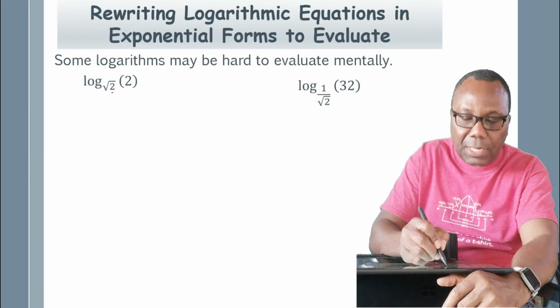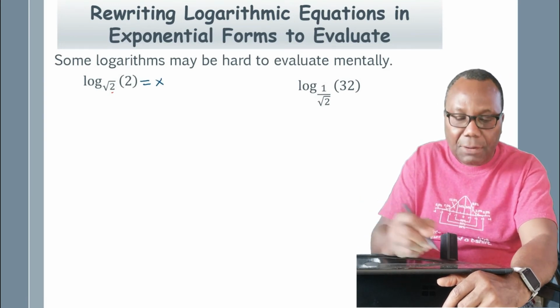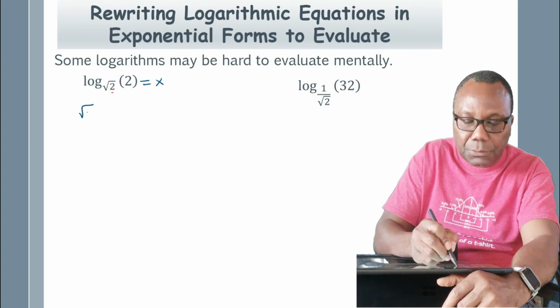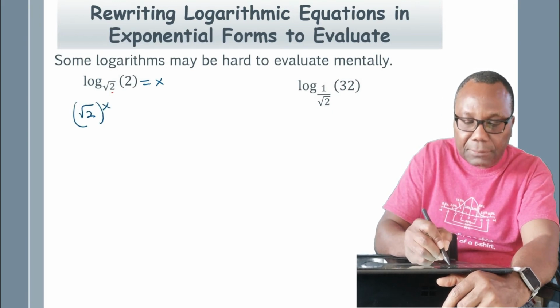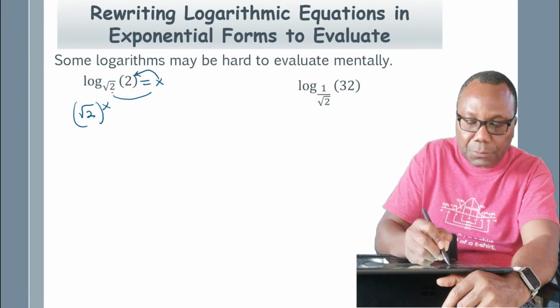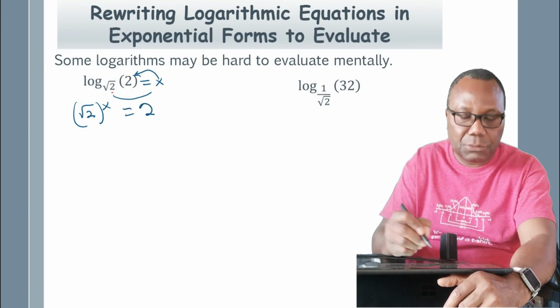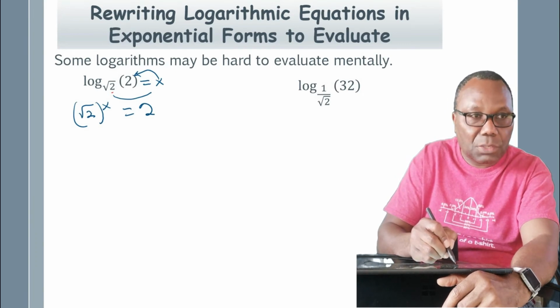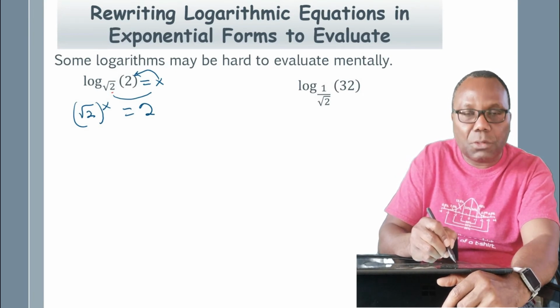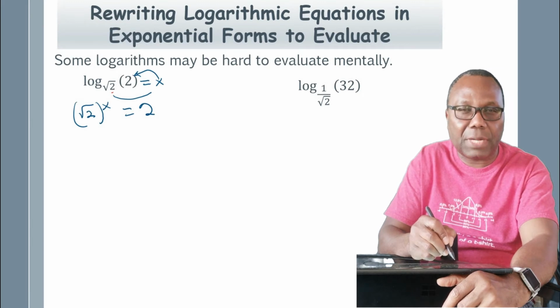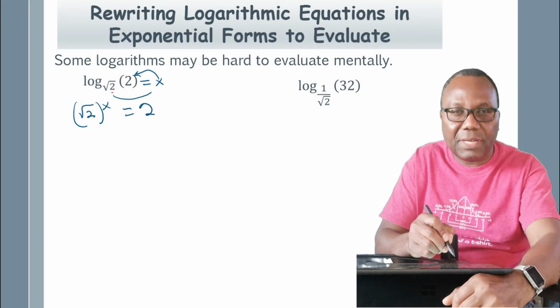So let's call this x. Now we say, well, √2 to some power of x should give me 2. We know we can write √2 as 2 to the power of 1/2, because that's what square root does when you write it as an exponent. We've done a whole lesson on this already.